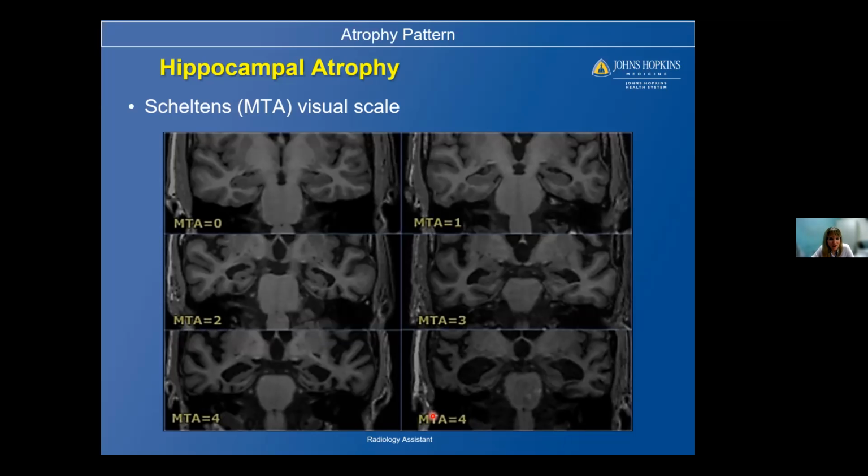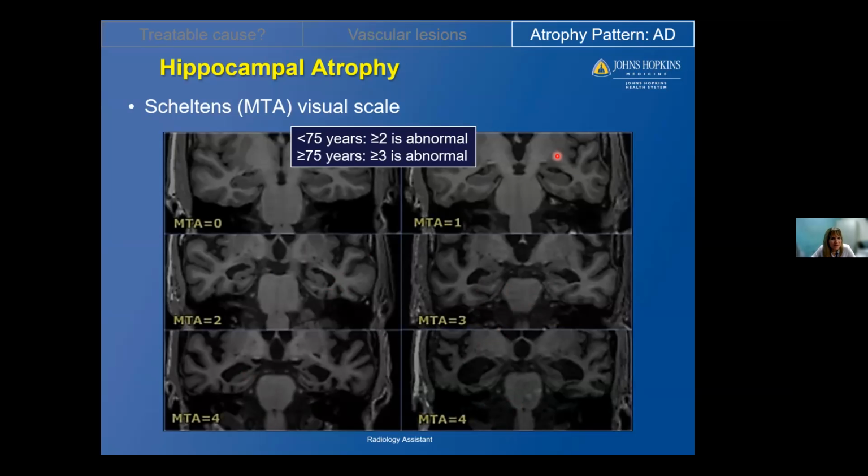The MTA1 is mild prominence of the choroid fissure. The choroid fissure is this fissure here just above the hippocampus. MTA2 is when we see prominence of the temporal horn of the lateral ventricle, as demonstrated here. So we see the adjacent temporal horn is dilated. In MTA3, we see moderate hippocampal atrophy, as shown over here. And in MTA4, we see severe hippocampal atrophy.